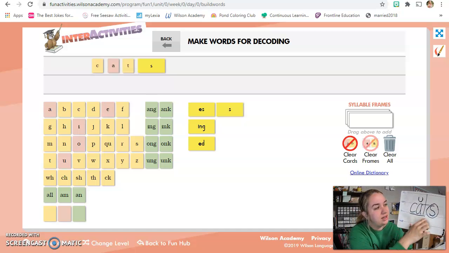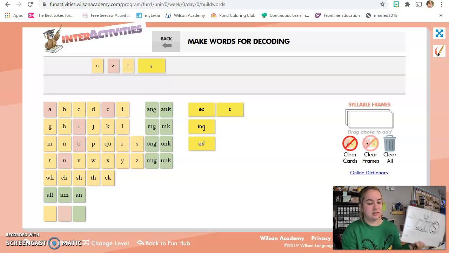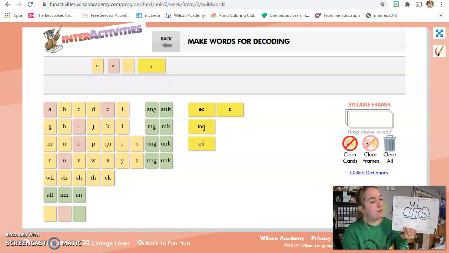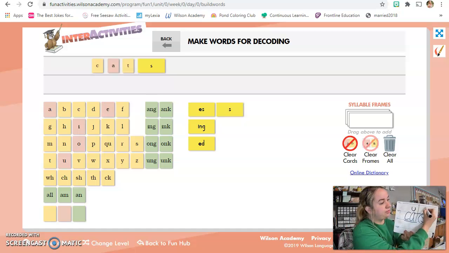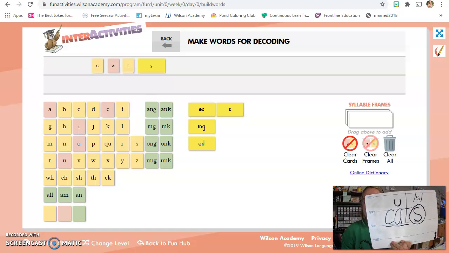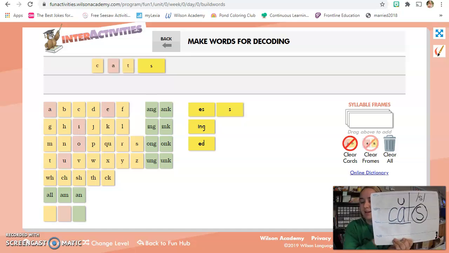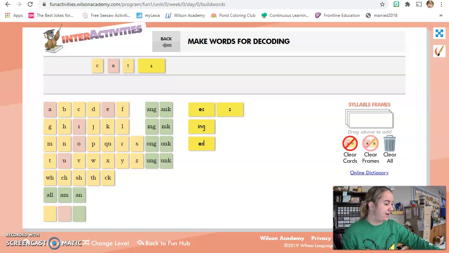So I underlined the base word. I circled my suffix, and I'm missing one part, and that is to decide if it says s or z. So say the word with me. Cats. What do you hear? You heard the sound s. So my last step to marking this word up is I have to put a little s above my suffix and two slanty lines. Cats.